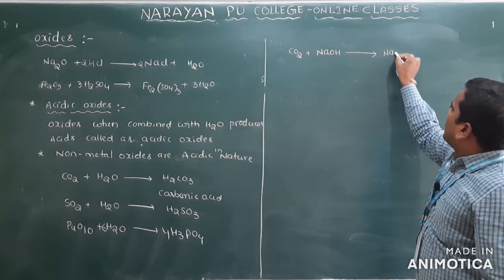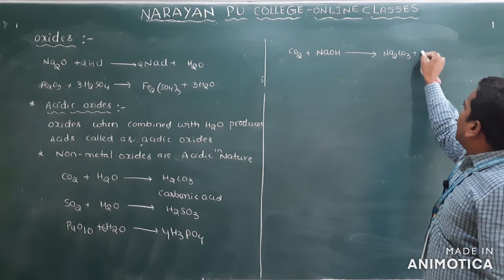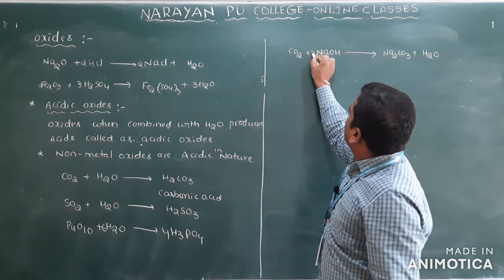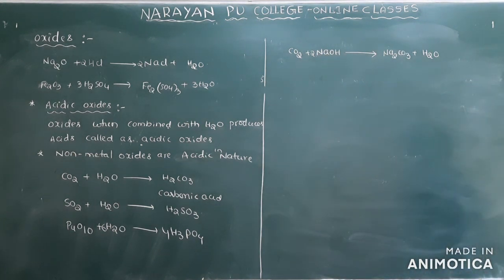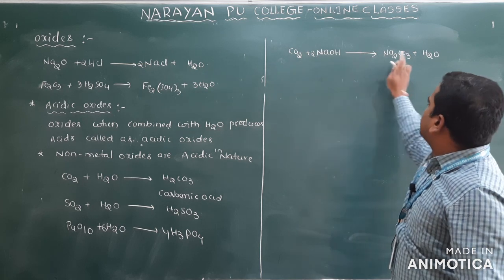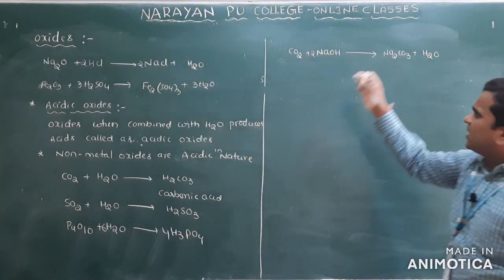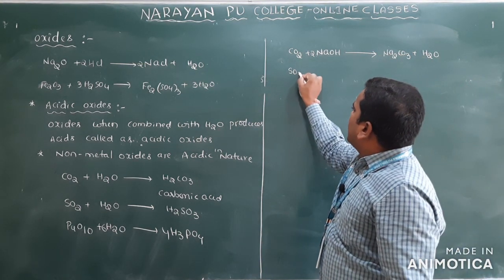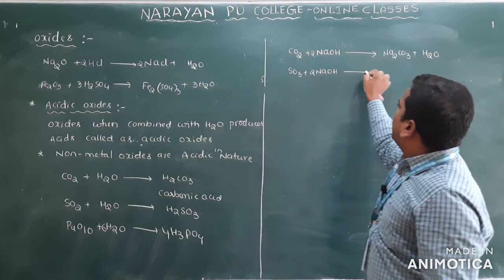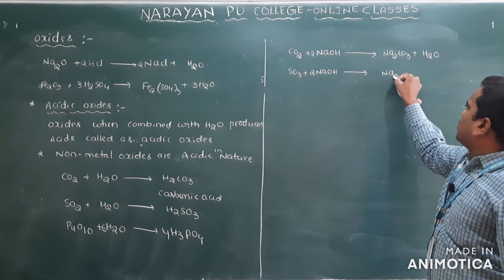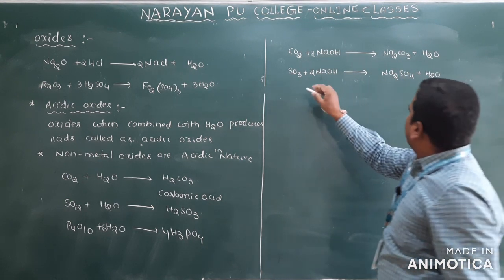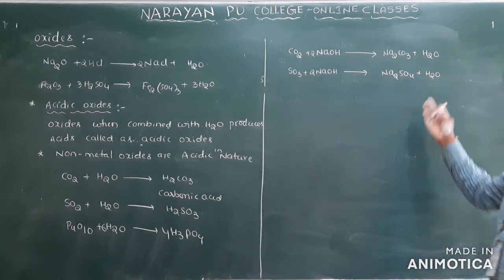You will get the compound, salt plus water: Na2CO3 plus H2O. Clear? So here 2 moles are there, take the 2 moles. So this is a non-metal oxide, acidic; this is a base. Acid and base, you will get salt plus water. In the same way, take here SO3 plus NaOH, take 2 moles here, then what you will get? Na2SO4 plus H2O, and take here 2 moles.